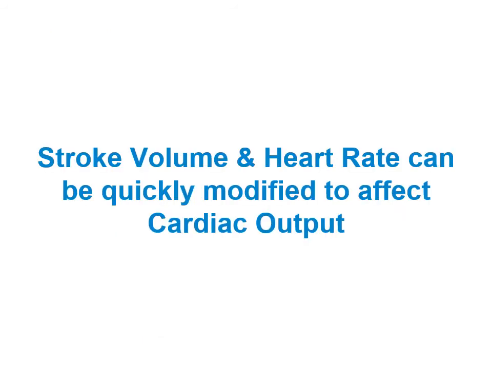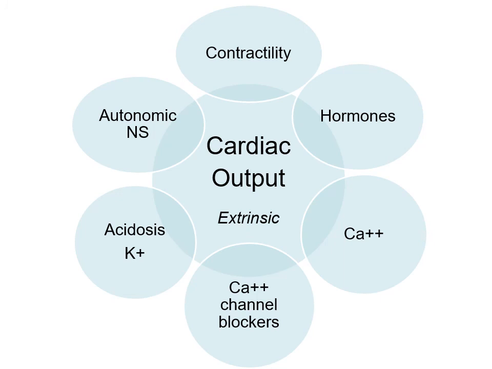If we need to change cardiac output for homeostasis, we do so by changing either heart rate or stroke volume. Remember the formula, CO equals heart rate times stroke volume. There are many ways to change each. This graphic lists some of the ways to modify cardiac output extrinsically, and we'll discuss each in turn.